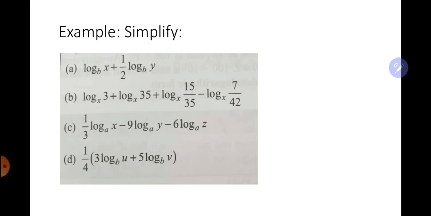Okay. Alright, now let's look at for example a, this one can be written as log x base b plus log y power half base b. Okay, and this one you guna property number 1, you akan dapat log of x y power half, okay, base b. Okay, so this is your answer. This is the most simplified form lah.